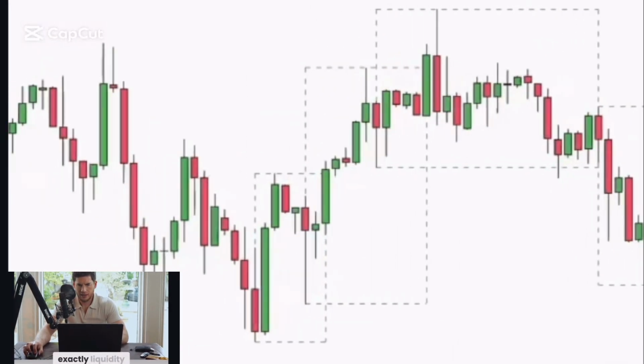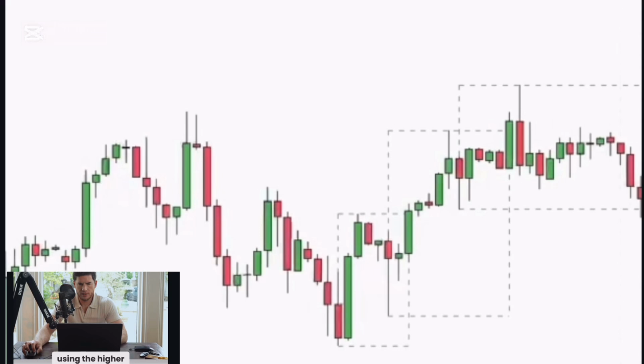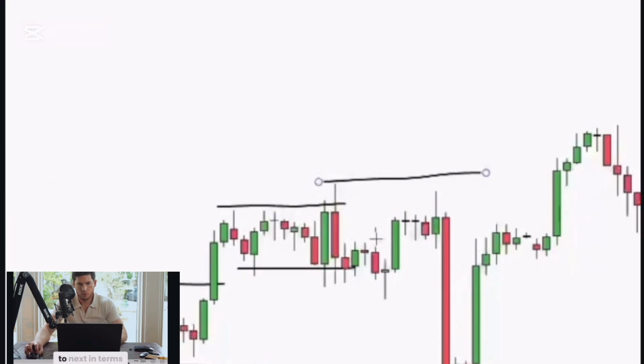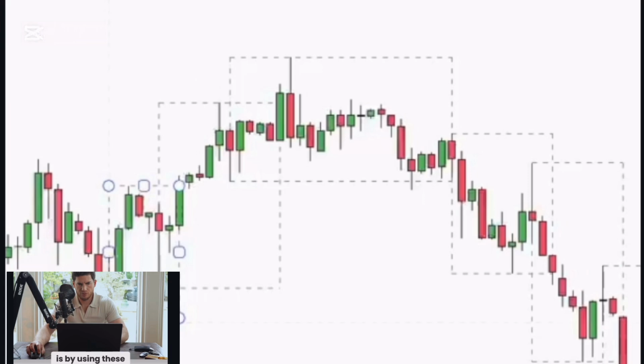Through what exactly liquidity mapping is. So it's basically using the higher time frame to identify where price is going to move to next. You have a sequence of highs and lows in the market, and it's first of all your job to identify where price is going to move to next in terms of this order flow. And the best way of doing that is by using these range boxes.